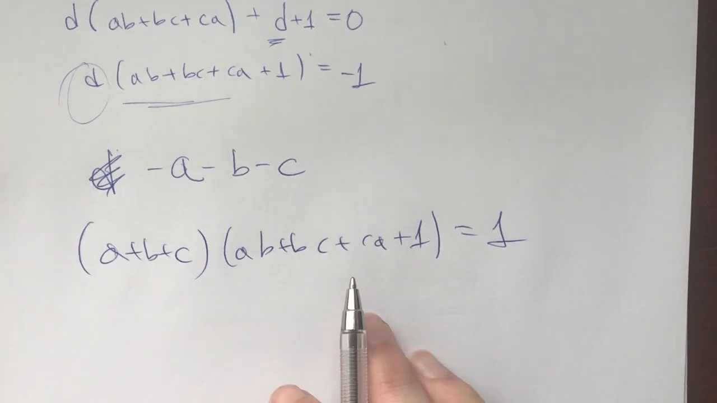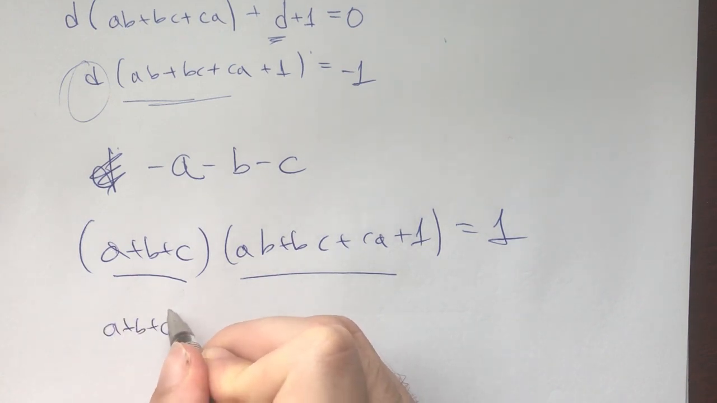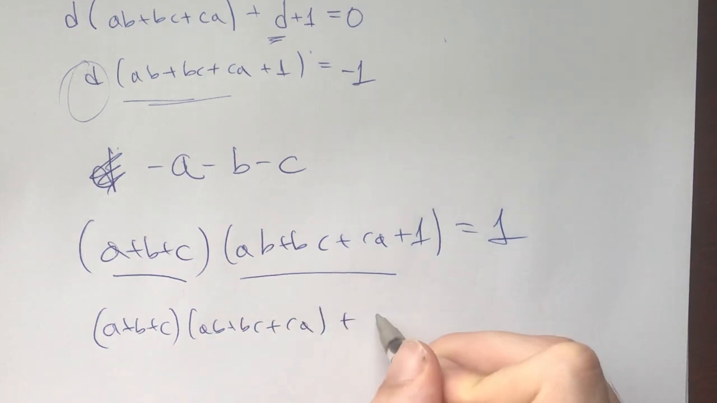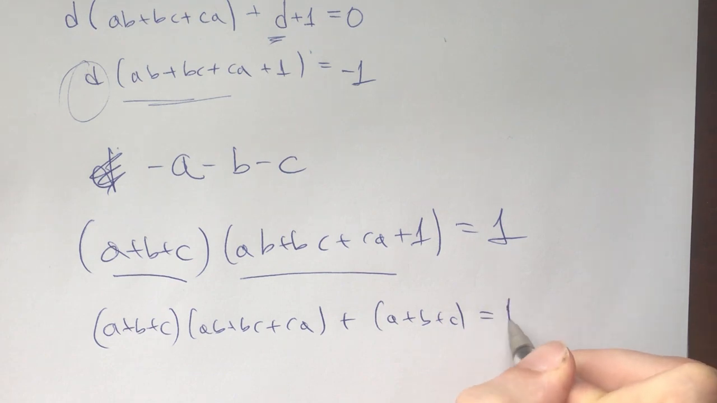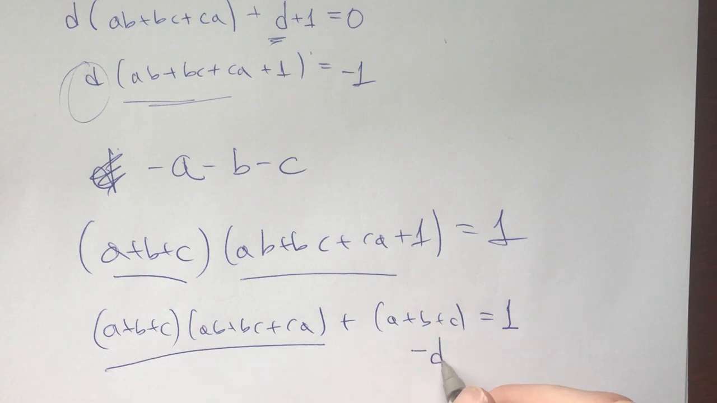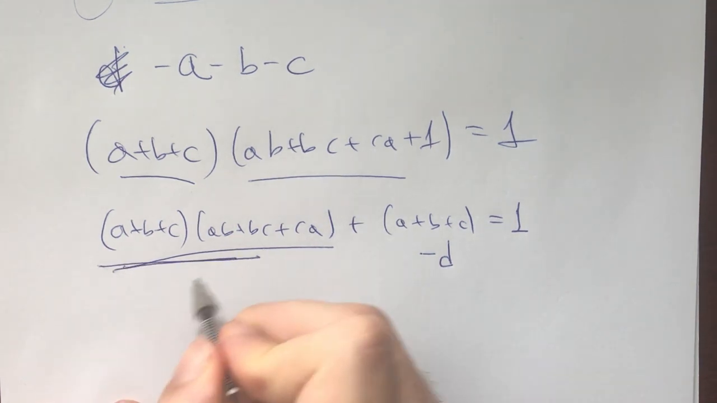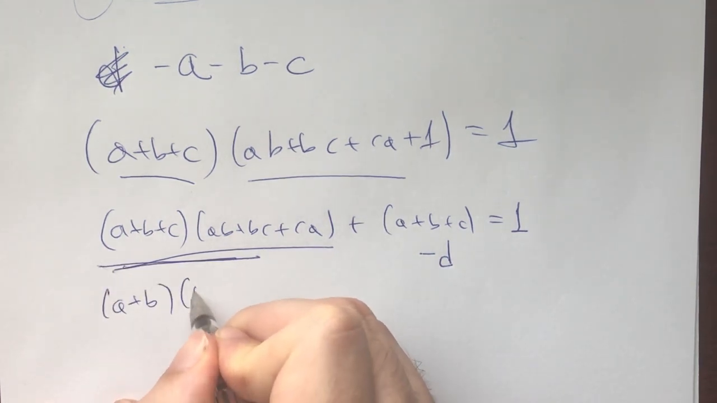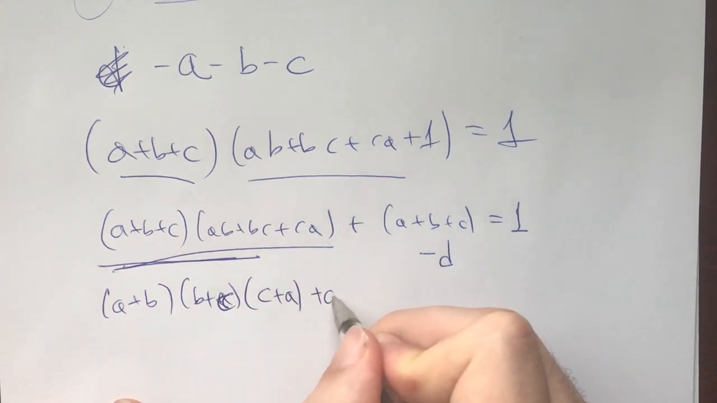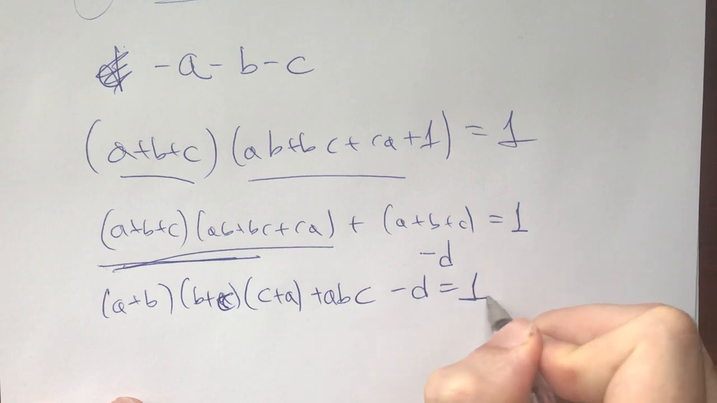And now with that, I know that a plus b plus c times this is a plus b plus c times ab plus bc plus ca plus a plus b plus c is equal to 1. And now this I know I can factor nicely, because now this is negative d, and I'm using an identity that I know from before, which is that this is equal to a plus b times b plus c times c plus a plus abc. You can check that this actually works. And we have abc minus d is equal to 1.